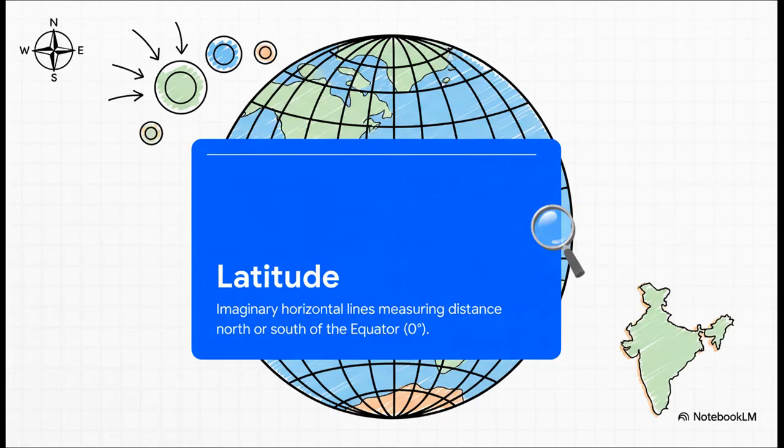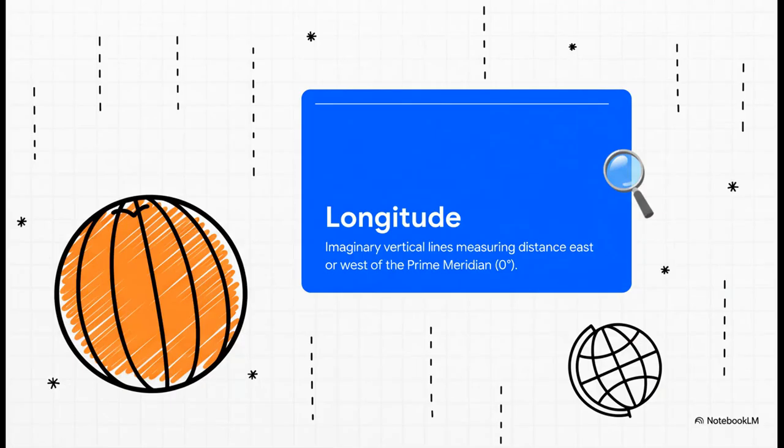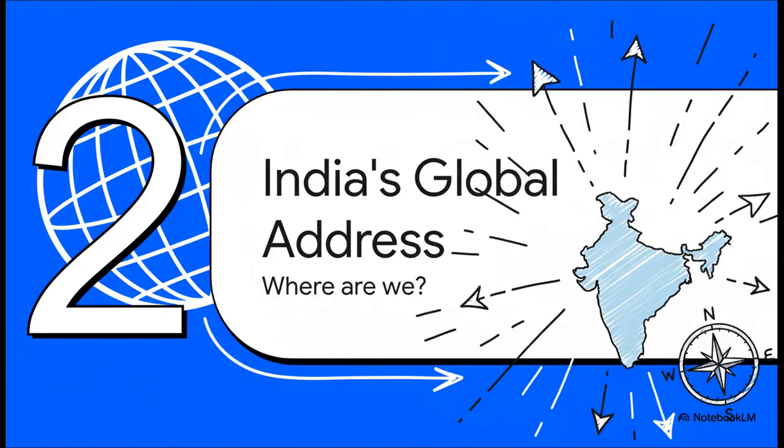The first type of lines are called latitudes. Now, the easiest way to picture them is to think of them as horizontal circles that go around the Earth, running from east to west. The main one, right in the middle at 0 degrees, is the equator, and all other latitudes are parallel to it. The second type are longitudes. These are the vertical lines. You can imagine them like the segments of an orange, running straight from the North Pole down to the South Pole. Together, these latitudes and longitudes create a crisscross pattern, a grid, that helps us find the exact address of any place on Earth. Okay, so now that we've revised latitudes and longitudes, let's use them to find India's precise address on the world map.